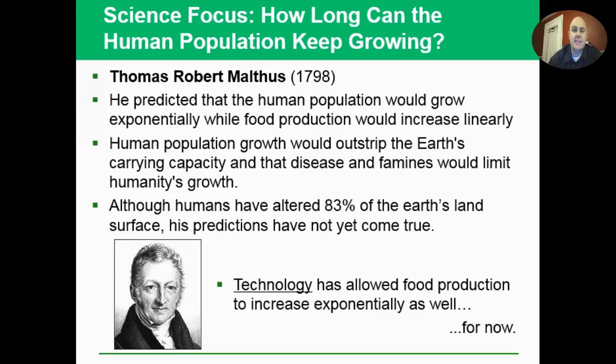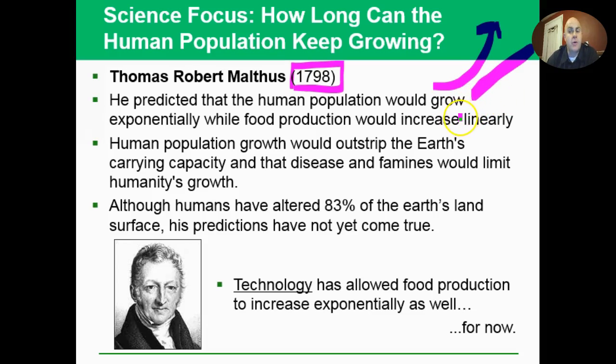And some of the basic ideas of this started with this guy right here, Thomas Robert. This guy back in 1798, so a long time ago, talked about human population. And he made basically a prediction that said the human population is going to grow exponentially, which is what we have been doing. But he said the food production was going to grow linearly. And so that was going to create a huge problem.